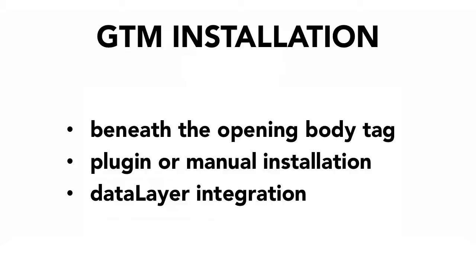Now let's talk about how to install Google Tag Manager on WordPress. A few things to consider are that we want to install our Google Tag Manager code beneath the opening body tag within our HTML markup. And we can do this through either a plugin or a manual installation. And we'll go through both of them in a second.